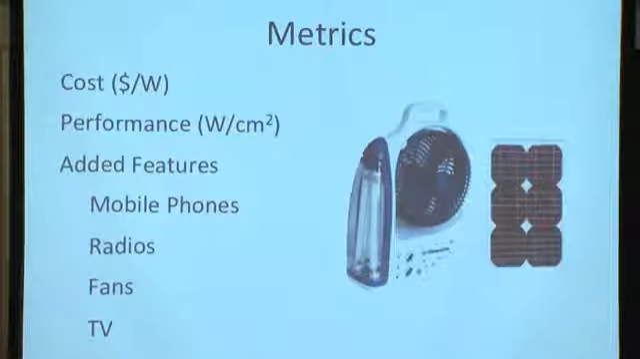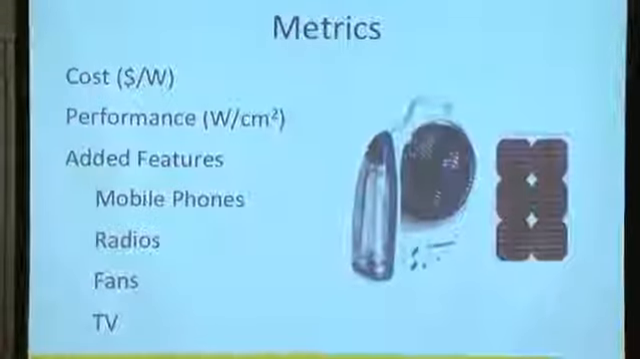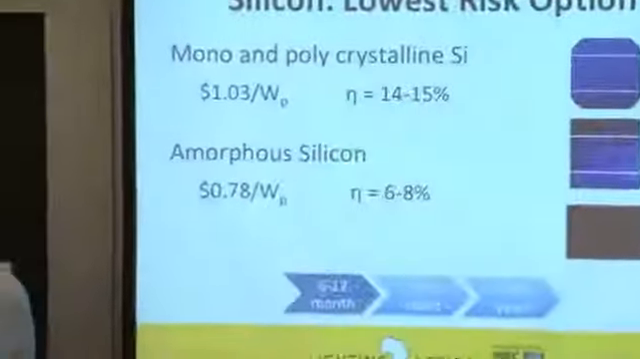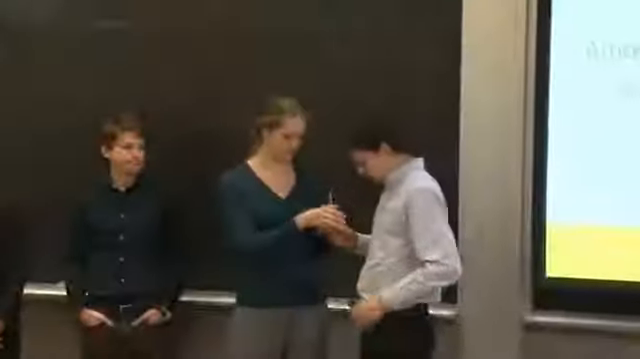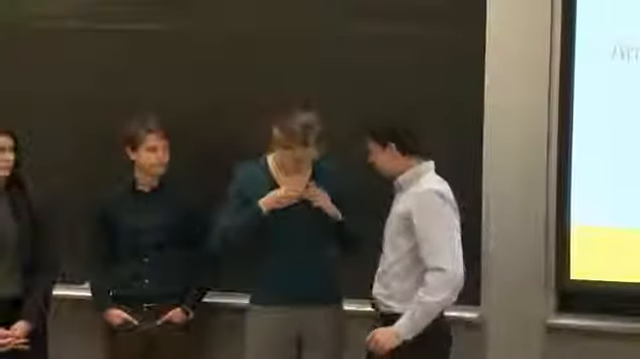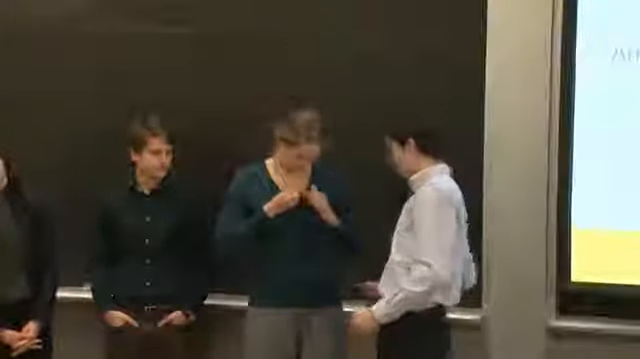In addition, as you get higher performance devices, you can start adding radios, fans, and TV to improve their quality of life. So now I'm going to pass it off to Kirsten, and she's going to talk about our 6 to 12 month prospectus. Great. Thanks, Jackson.